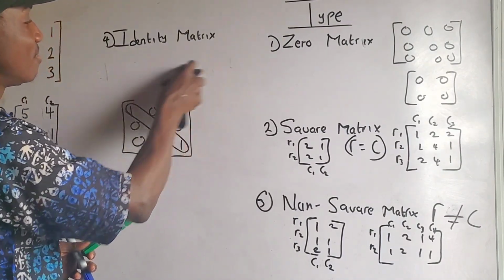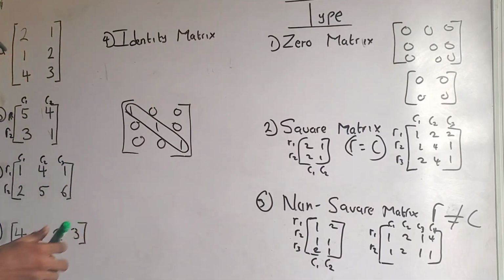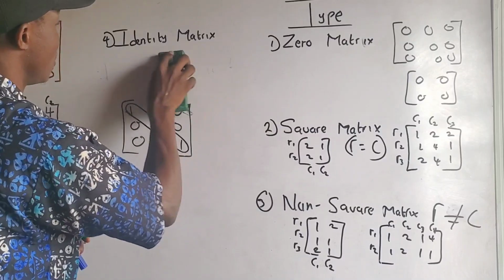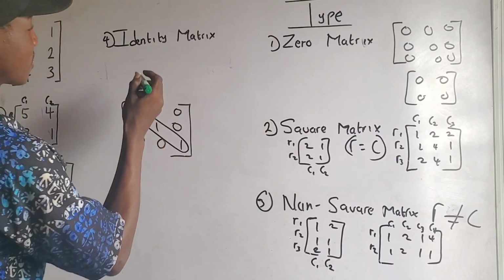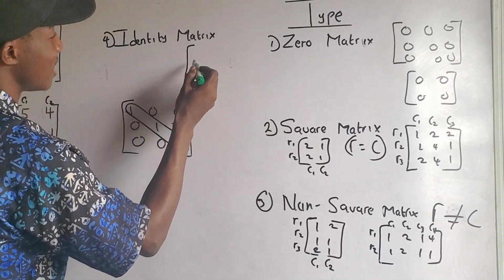So master, make sure you don't forget the concept of leading diagonal. Okay, now look at this example. Can we regard this matrix as an identity matrix?